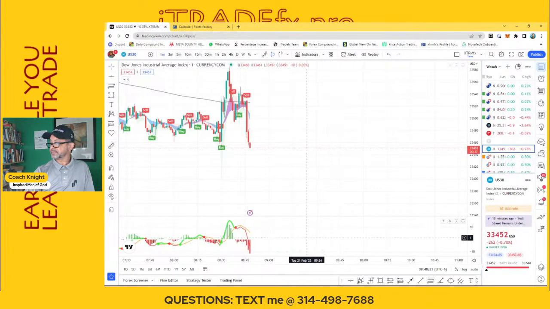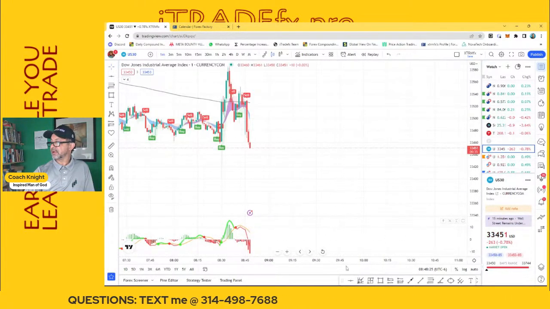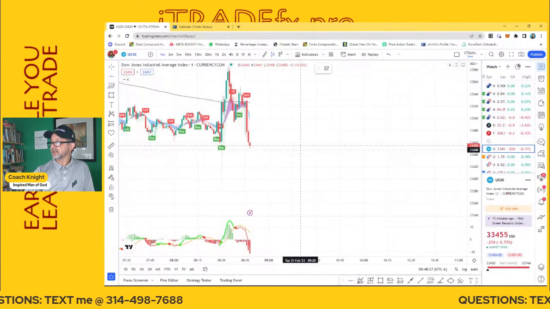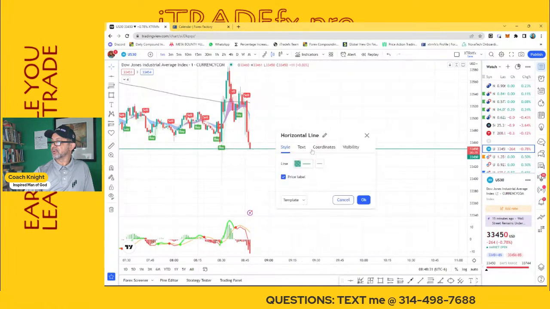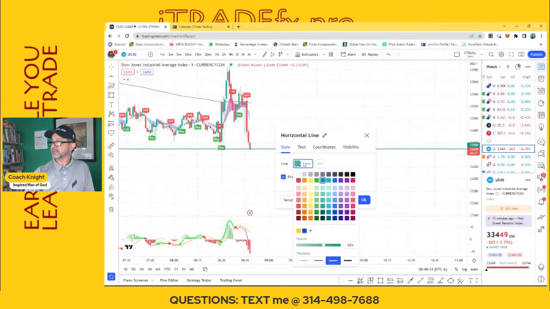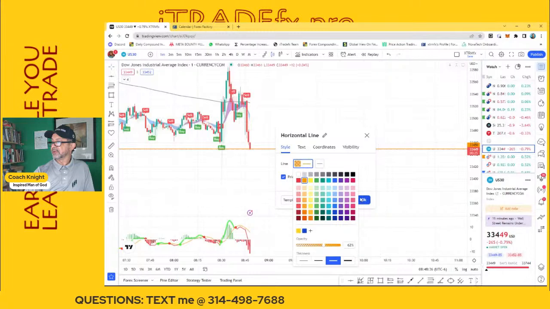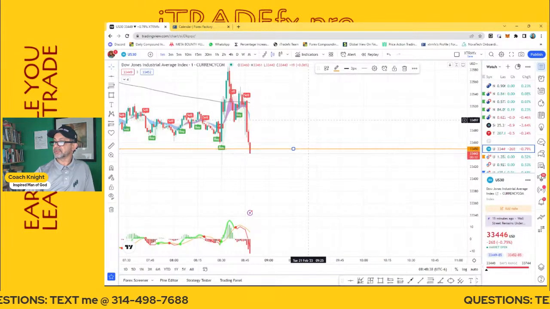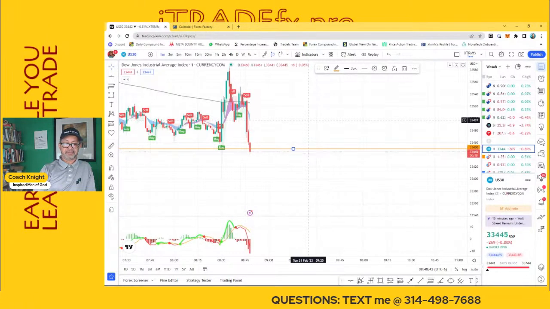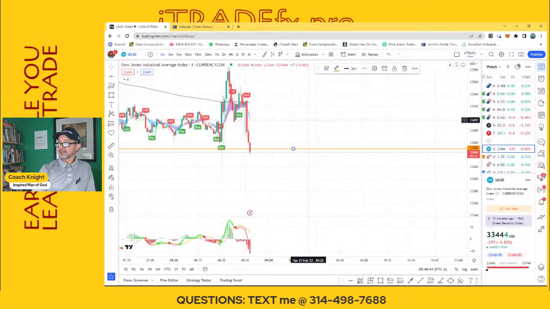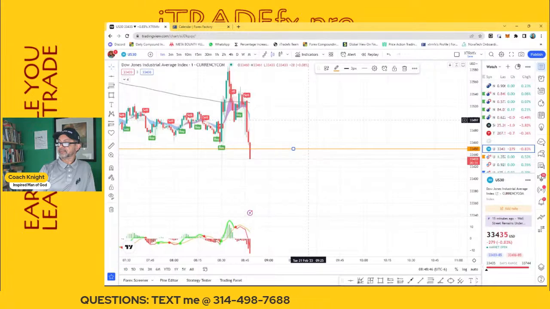Let me grab my favorite color here. I'm going to drop in an orange line, and I'm going to come back and look at this and see where that's going on the larger time frames. Wow, it's just heading. Sellers are popping in there.